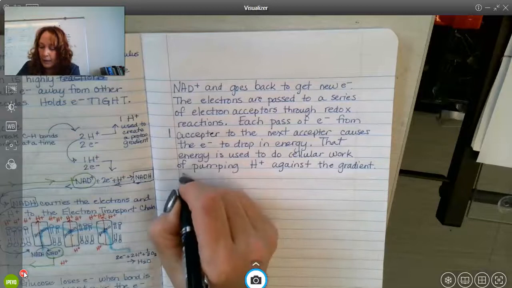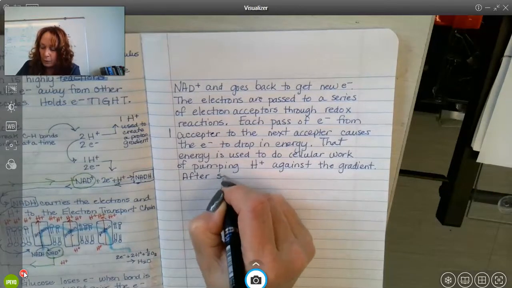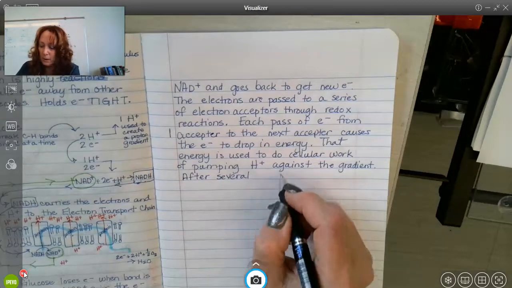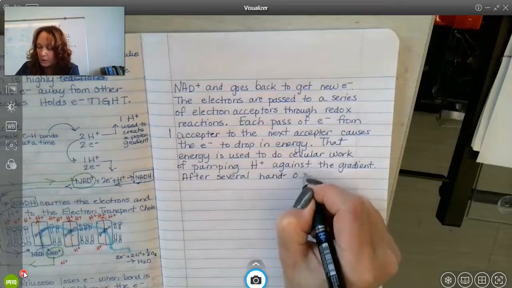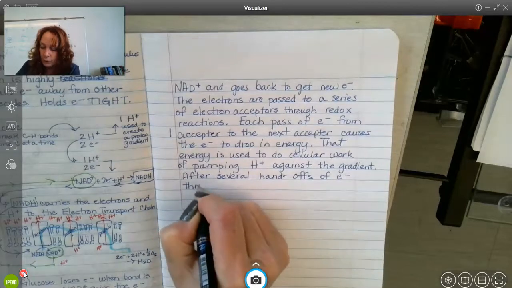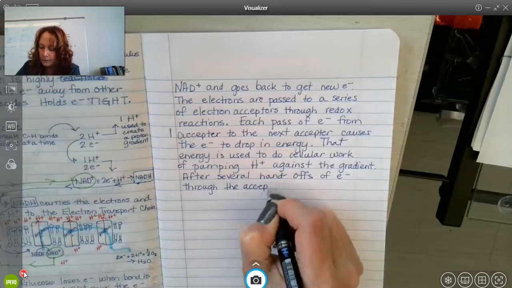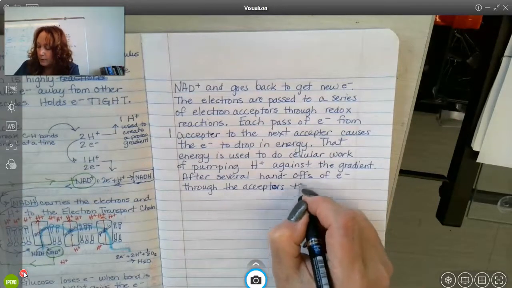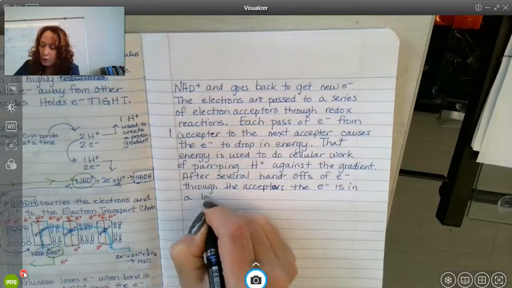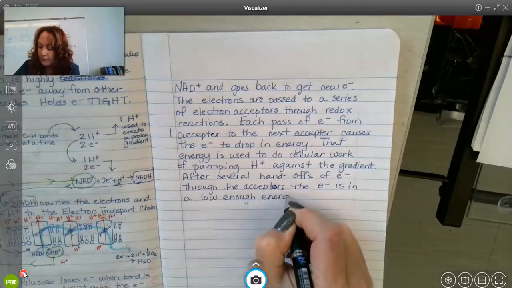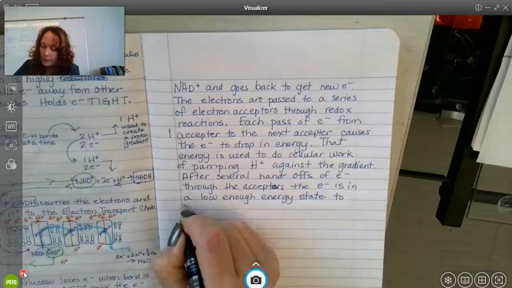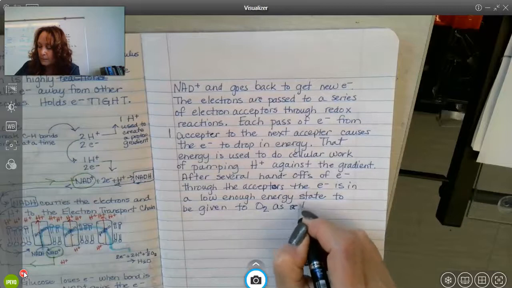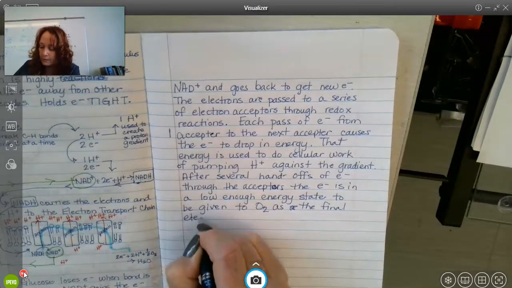Now, after several passages, transports, redox reactions, after several handoffs of the electron through the acceptors, the electron is in a low enough energy state to be given to oxygen. And oxygen is the final electron acceptor.